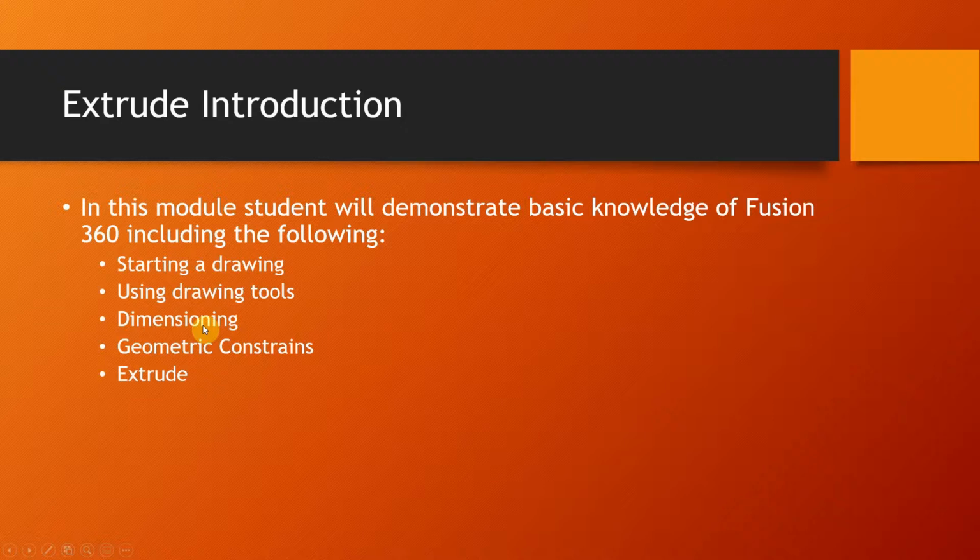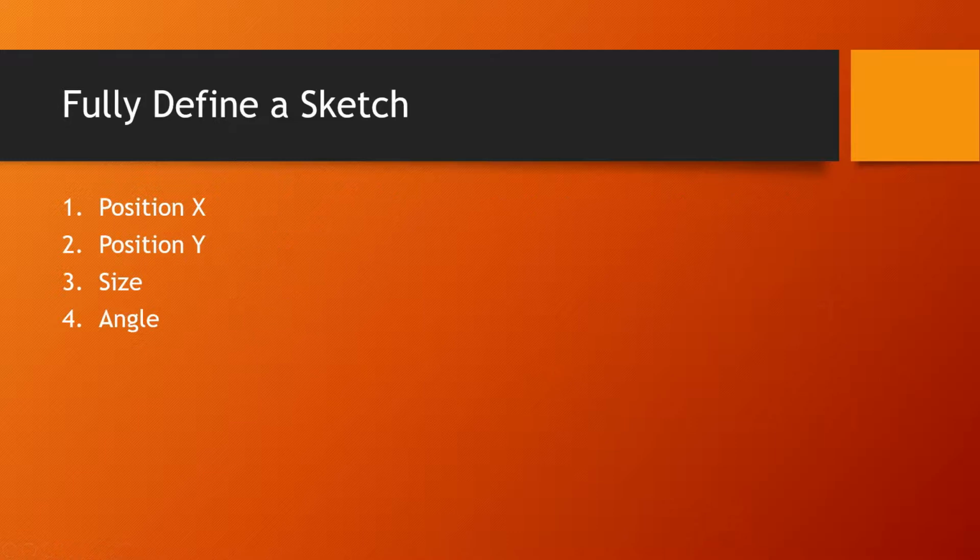We're still gonna worry about all of the previous features, and we're still gonna make sure that we have a fully defined sketch, right? To fully define a sketch, if you remember, we need a position X, position Y, size, and angle. That's still gonna be the case moving forward. So just make sure you understand that, okay?